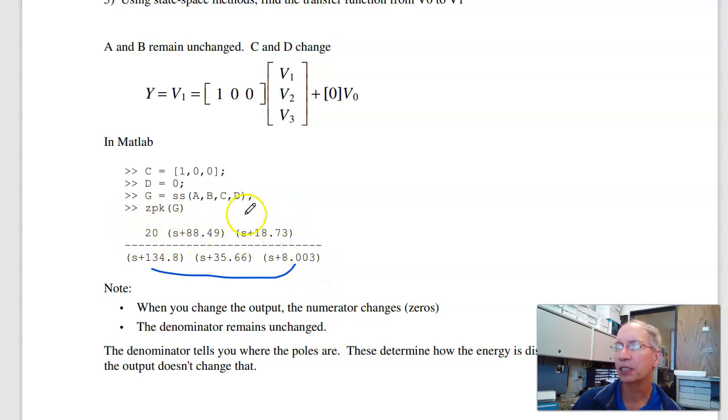The numerator changes, the zeros change. That's one of the reasons we ignore zeros in this class. Depending upon what you're measuring, the zeros are going to change. Poles are all important. Poles tell you how the energy dissipates. They tell you the settling time, whether it oscillates. Poles are really what we focus on in control systems.